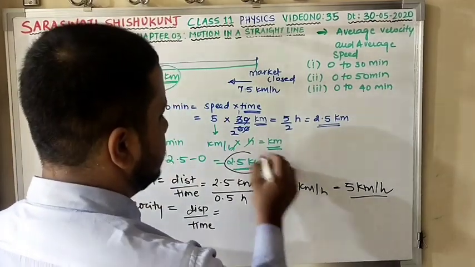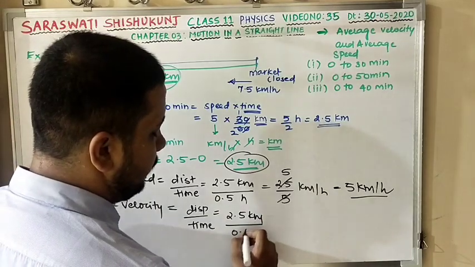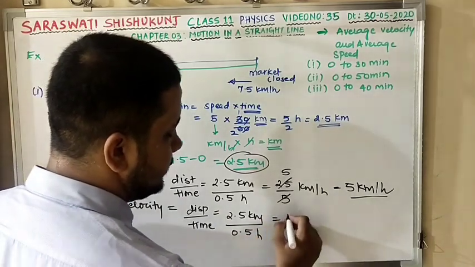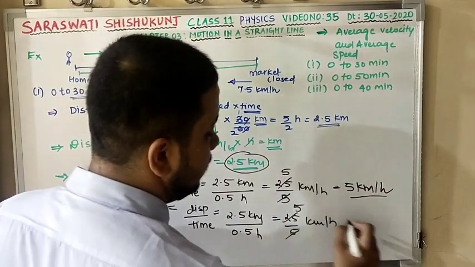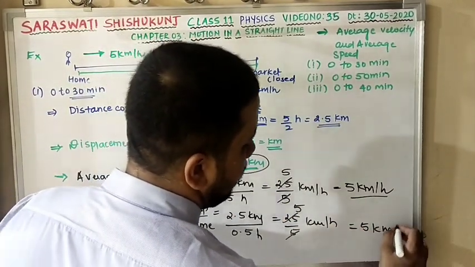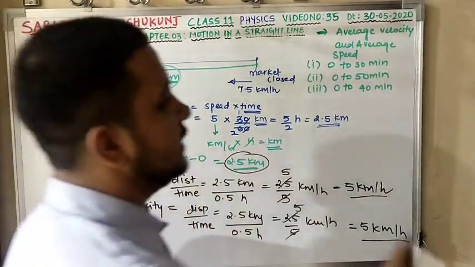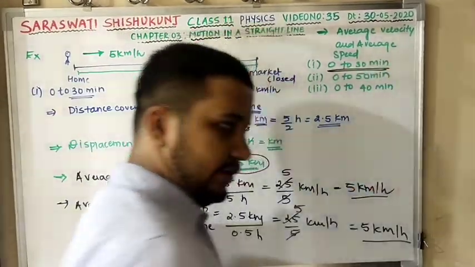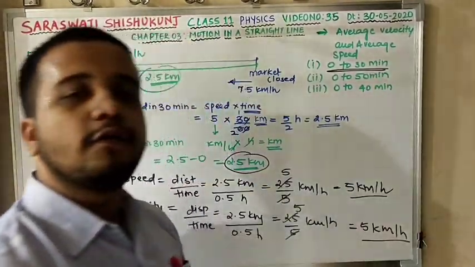2.5 kilometers, sir. So 2.5 kilometers divided by 0.5 hours, that is 25 by 5 again, kilometer per hour. 5 5s are, so the answer is how much? 5 kilometer per hour. This is the first calculation for the first time interval, that is 0 to 30 minutes in the question. Similarly, you have to calculate for 0 to 50 minutes and 0 to 40 minutes.